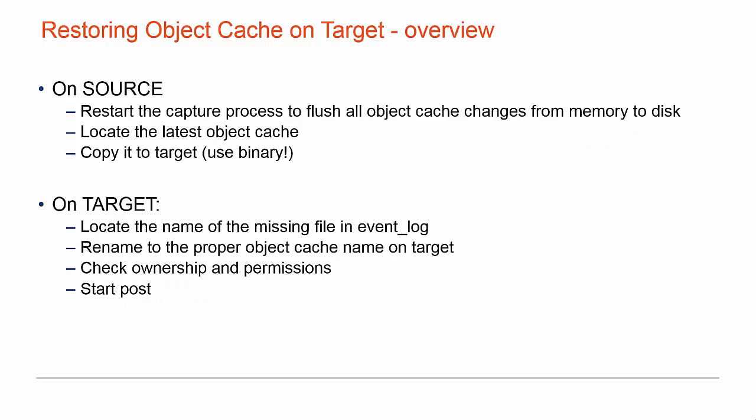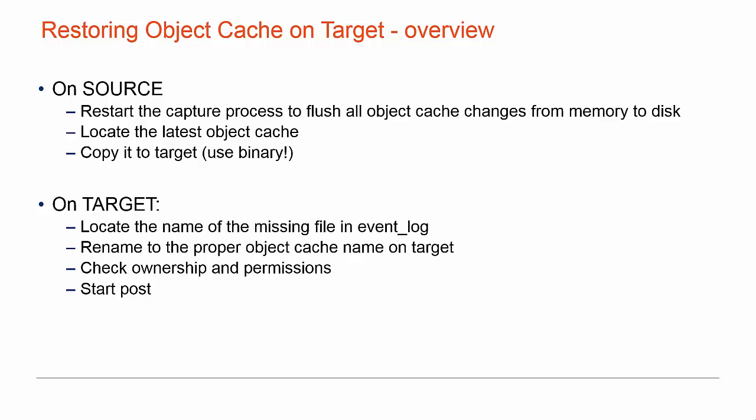The overview of the restore process is as follows. On source, restart the capture process in order to flush all object cache changes from memory to disk. This is because the capture process does not update the object cache directly each time a DDL is sent. First, these changes go into memory, and then, upon process restart, they get flushed to disk. This is why it is important to bounce the capture process.